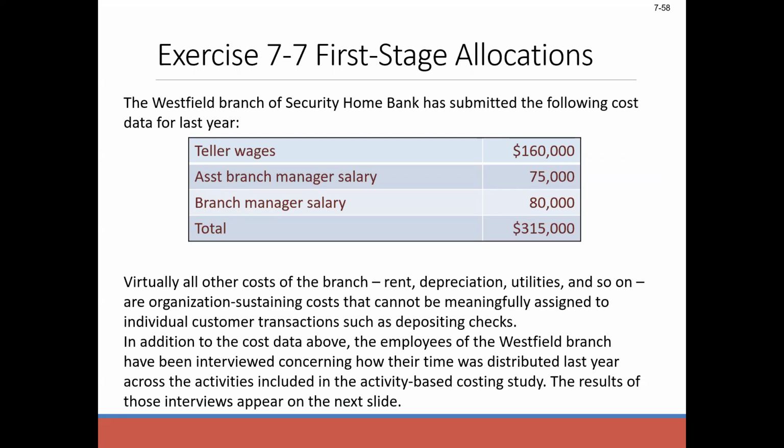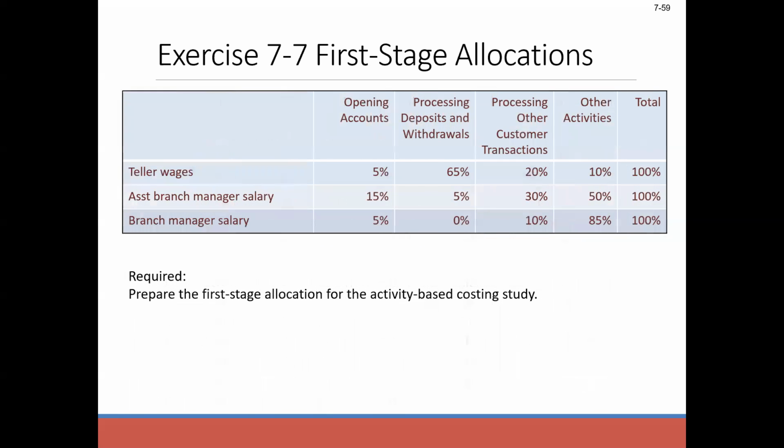In addition to the cost data shown above, the employees of the Westfield branch have been interviewed concerning how their time was distributed last year across the activities included in the activity-based costing study. The results of those interviews appear on the next slide. So it shows us the percent of time tellers are opening accounts, the percent of time tellers are processing deposits and withdrawals, or 20% they're processing other transactions of customers. And then the same thing holds true with the assistant branch manager and the branch manager.